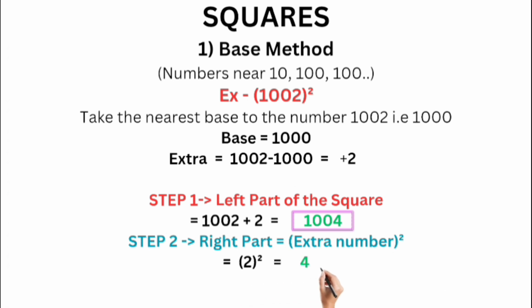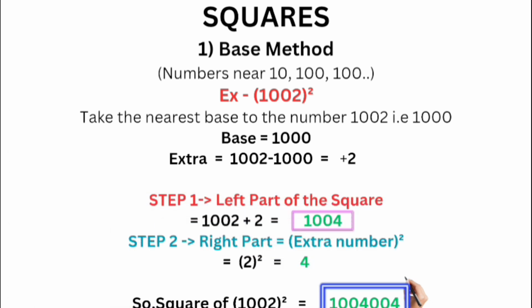Now let's move to step 1. Left part of the square, which will be the sum of the actual number and the extra, that will be 1002 plus 2, which will be 1004. Now let's move to step 2 to find the right part, which will be the extra number square. So here the extra number is 2 and its square will be 4. So the right part is 4.